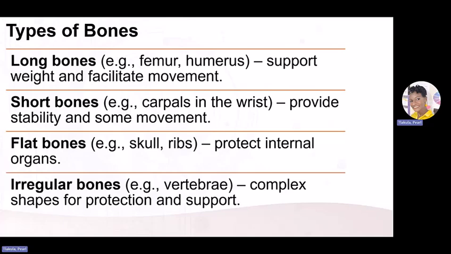We have what we call flat bones. These are the skull and the ribs. They protect internal organs. The fourth type of bones we have is what we call irregular bones. These are the ones that are found in the vertebrae. They are complex shaped for protection and support. Let's do a recap. We have how many types of bones? 4. The long bones, the short bones, the flat bones, and the irregular bones.